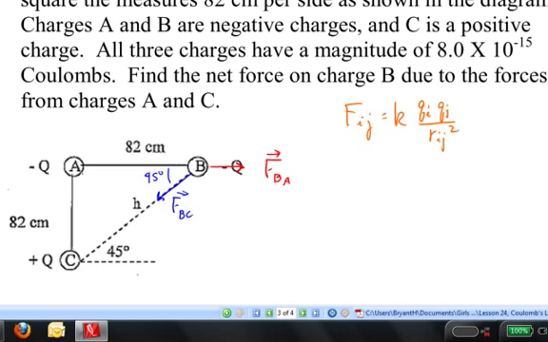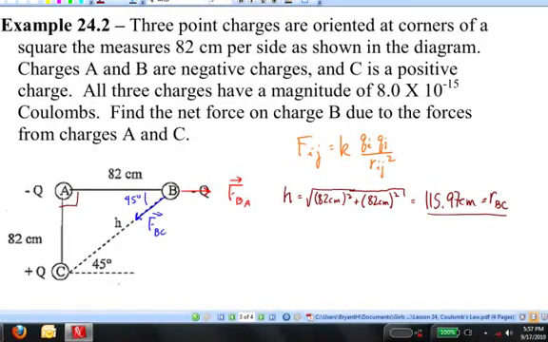But I can use the fact that this is a 45-45-90-degree triangle. I can use a variety of means of figuring out what this distance h is. H, I think, means hypotenuse in this triangle, so you could use the Pythagorean theorem, or you could use a trig function if you wanted to. Doesn't matter which one, but somehow you need to figure out the distance between B and C. I'm going to use the Pythagorean theorem. So the hypotenuse is going to be the square root of the sum of the squares of the two sides, and my calculator tells me that that's 115.97 centimeters. That's what I'm going to call RBC, the distance between charge B and charge C.